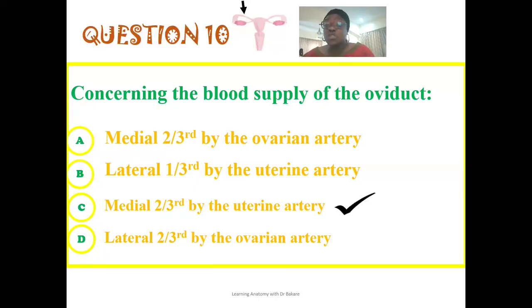While the lateral one-third is supplied by the ovarian artery, because the lateral one-third is closely related also to the ovary, and this is where it enjoys the blood supply from the ovary. So we try to highlight this in our lecture on the blood supply of the uterine tube. You can also go and check that lecture out to keep yourself updated. So the correct answer here is the medial two-thirds of the uterine tube is supplied by the uterine artery.